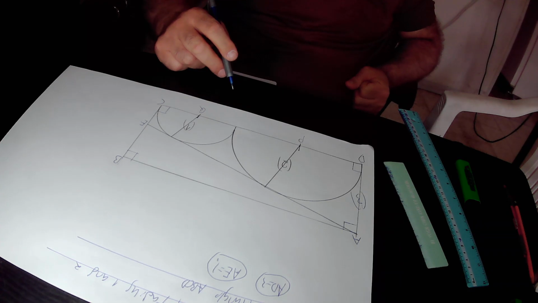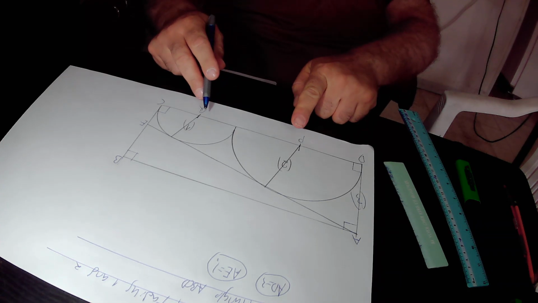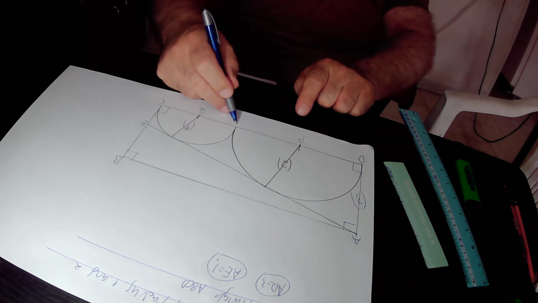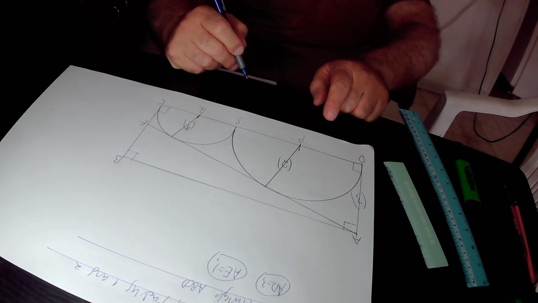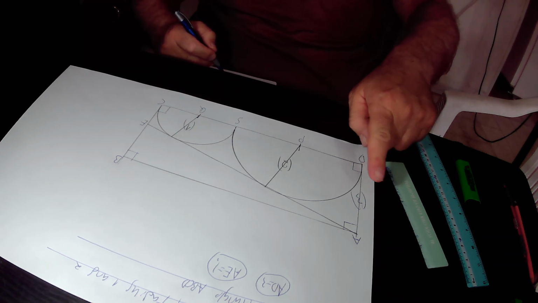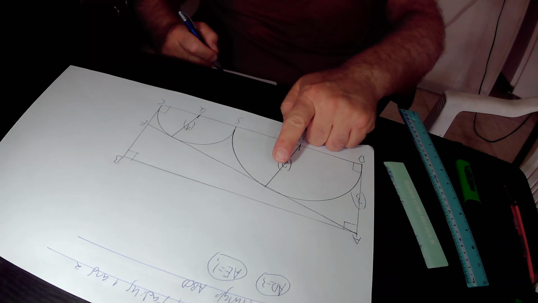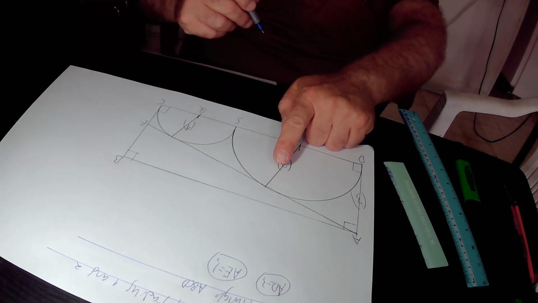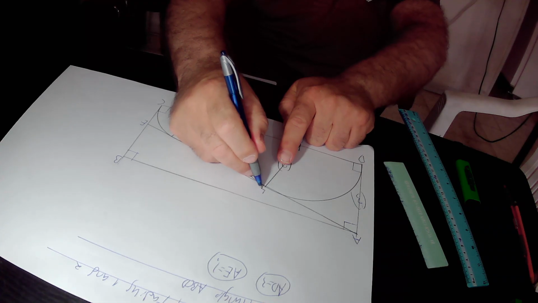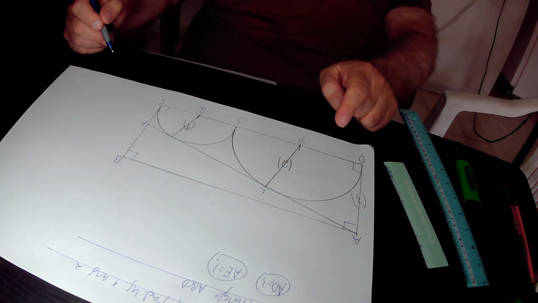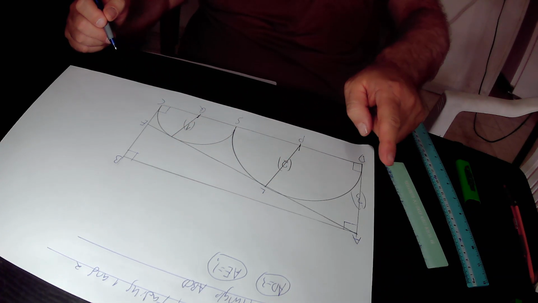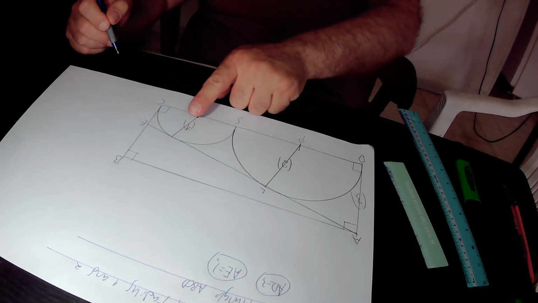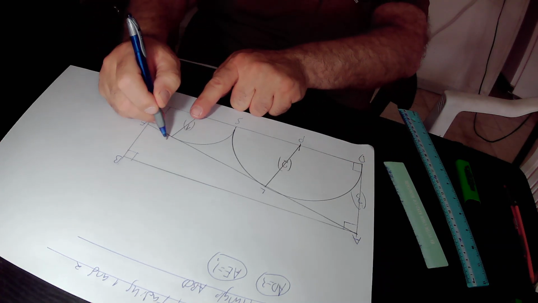We'll define the touching point of those two semicircles. This point is point S. We'll define the point of tangency of tangent AE with this big semicircle. This point is point L. And finally, we'll define the point of tangency of tangent AE with this small semicircle. This point is point G.